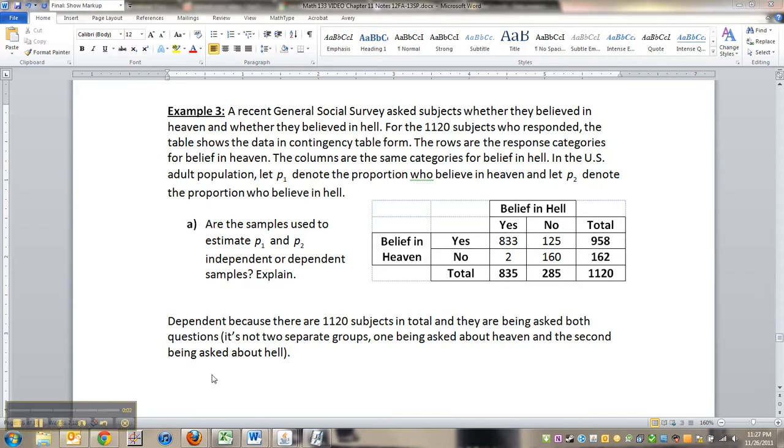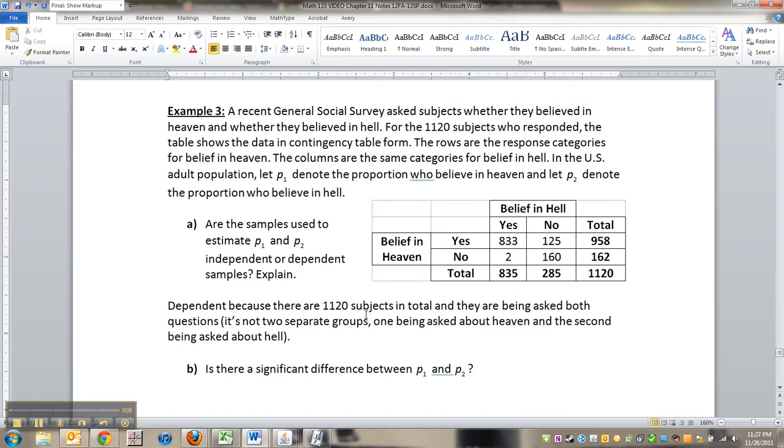All right, so we've determined that it was in fact a dependent sample, and we wrote that up. I wrote it right there. You can kind of tell it's not independent, but what would make it independent is you'd have to ask two separate groups, and one group would be asked about heaven, and one group would be asked about hell, and it wouldn't be making a grand total group of 1,120. This was one group of people being asked both questions: do you believe in heaven? Do you believe in hell? And vice versa.